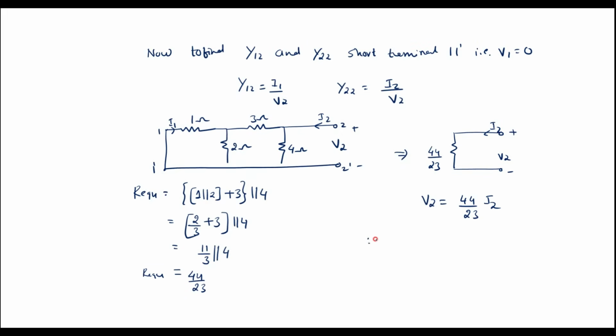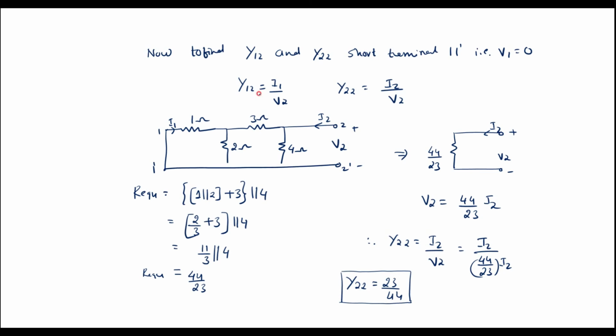So therefore now I can find Y22. Y22 is equal to I2 by V2, which is equal to I2 divided by 44 by 23 I2. I2 will get cancelled. 1 upon 44 by 23 is nothing but 23 by 44. So we found another parameter, that is Y22.